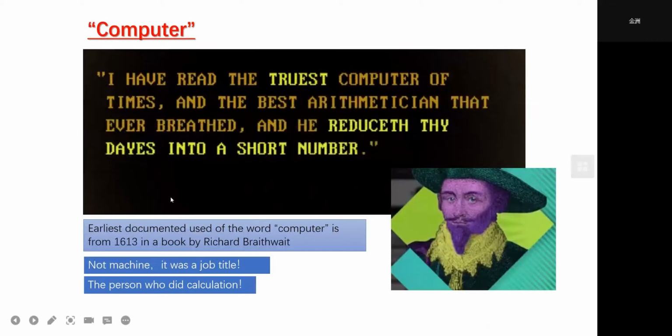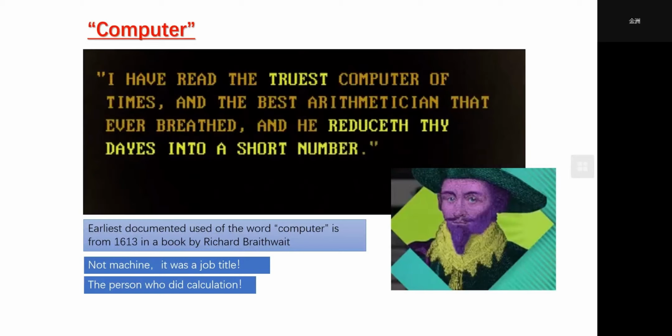In fact, in the earliest documents we find today, they use the word computer. This word doesn't mean the computing devices we use today. In fact, it doesn't mean a machine. It was a job title. It means the person who did the calculation. We call them computers.